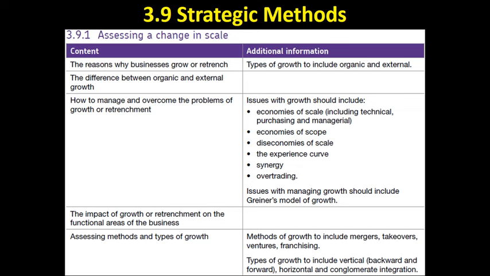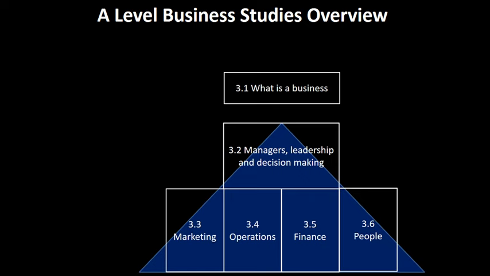So we're on 3.9.1 and starting at the top left here, the reasons why businesses grow or retrench. So just a quick overview of the A-Level Business Studies course. So these are the units that you study in AAS, and I like to think of this triangle here as a business.